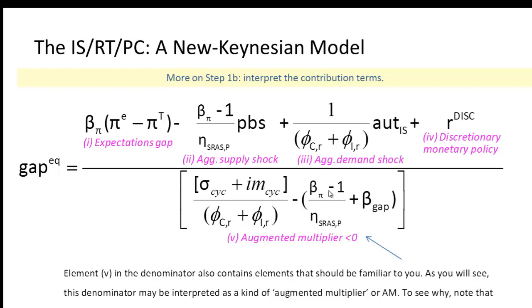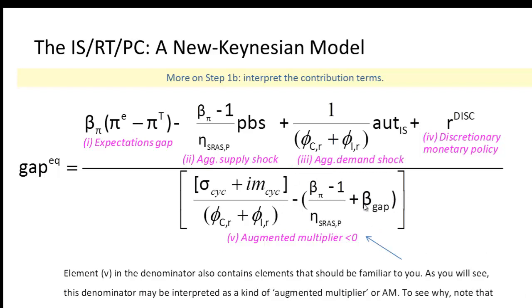Our beta pi minus 1, remember that beta pi has to be greater than 1. That's the Taylor principle. In order for the central bank to do its job and restrain the gap in order to keep inflation down, this has to be greater than 1. And in fact, we assume that it's 1.5. So that's going to be positive here. This here is the elasticity along the short-run aggregate supply with respect to the price level, and that's certainly positive. Supply curves always slope upwards.